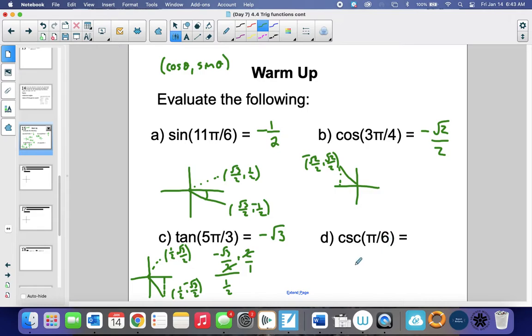Finally, we've got cosecant of pi over 6. So pi over 6, I mentioned up here, is root 3 over 2, 1/2. And cosecant is the reciprocal of sine, and sine is the y value. So it would be 1 over 1/2. If you multiply by the reciprocal, you're going to be multiplying by 2. So cosecant at pi over 6 equals 2. Hopefully you guys are able to do that on your own.